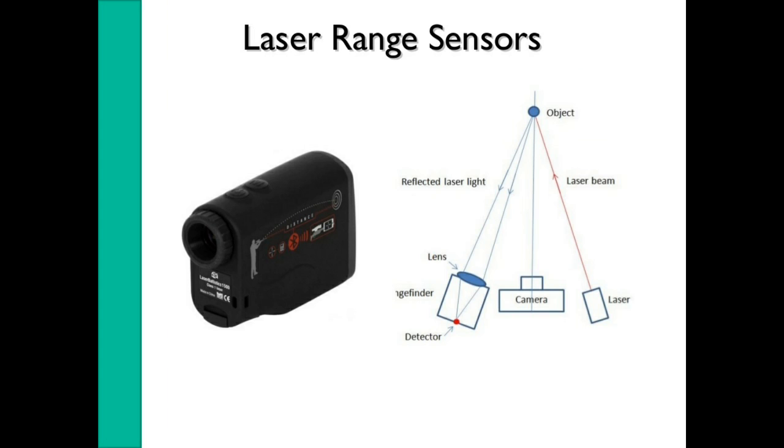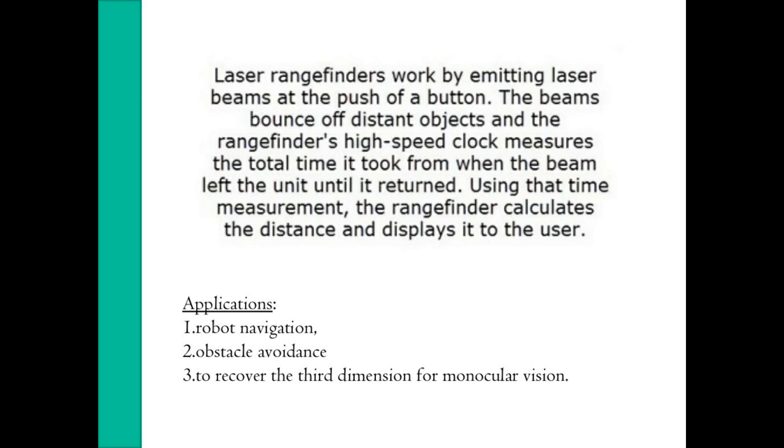The first type is the ultrasonic range sensor, where we are using ultrasonic sound. Now the second type is the laser range sensor. This also uses the same principle, but instead of ultrasonic sound, we are using laser light. The laser light is passed and it hits the object and is reflected back to the receiver. With this, it is able to find the range.